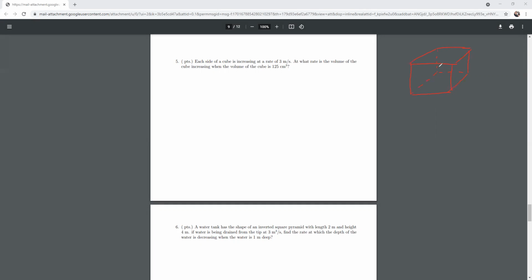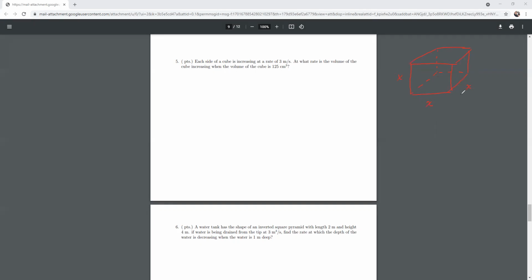All right, so it's a cube. That means all sides are going to be exactly the same, so I'm going to call it x. I'm just assigning a variable to each of these. So this length here is going to be the same as this, because it's a cube.